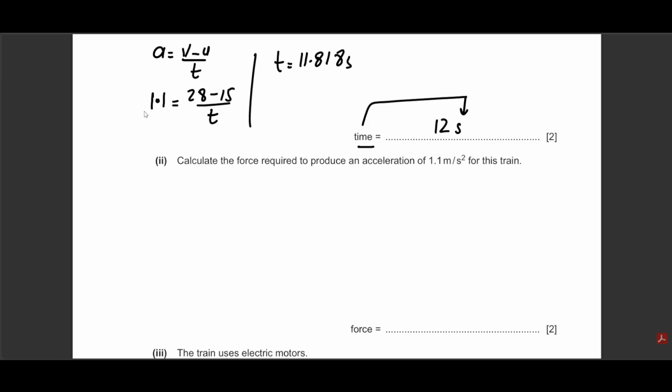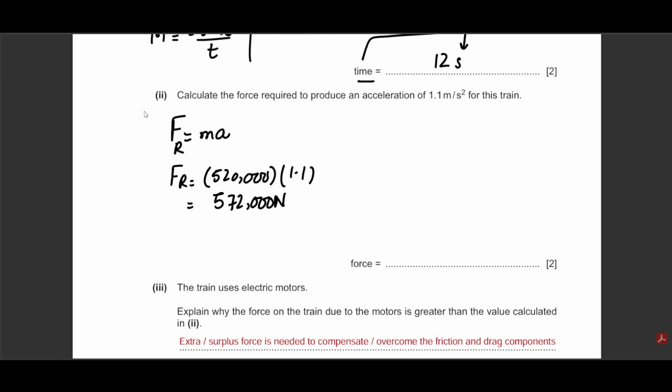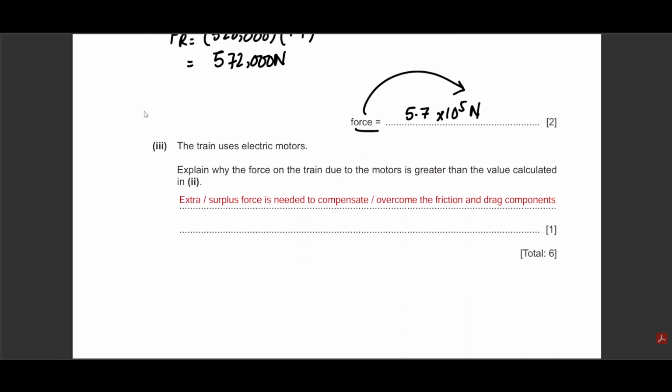Calculate the force required to produce an acceleration. So, in this case, it will be simply F equals ma, the resultant force required to do this job, with a mass of 520,000 kilograms and an acceleration of 1.1. This is indeed a massive force. Rounding it off to two significant figures will become 5.7 into 10 raised to the power 5 newtons. This force, again, is represented in newtons.